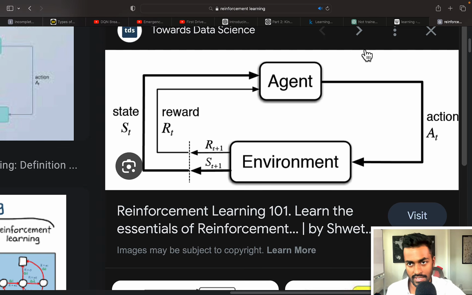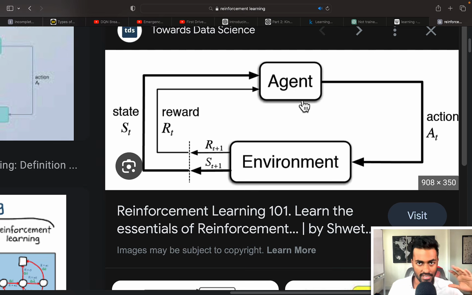This here is the agent-environment interaction loop that is the core of many machine learning problems. The agent performs some action and interacts with the environment, and on doing so, the environment will emit a state and a reward, which the agent uses to influence its next action, and the loop goes on.